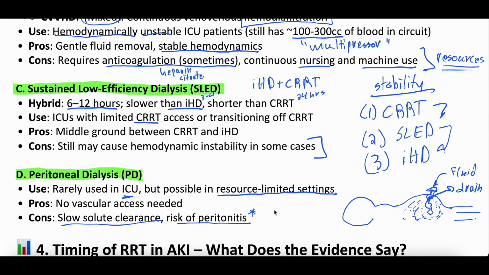It's the fastest, but leads to the most hemodynamic instability, followed by SLED, sustained low efficiency dialysis. It's kind of middle speed, 6 to 12 hours, and is more stable than intermittent hemodialysis, but still can lead to instability. And then continuous renal replacement therapy, which is the slowest. It goes for 24 hours, but is the most stable. And then a little shout out to peritoneal dialysis.